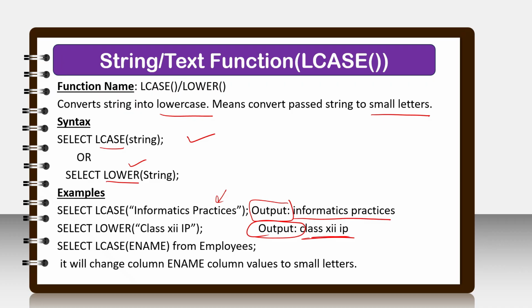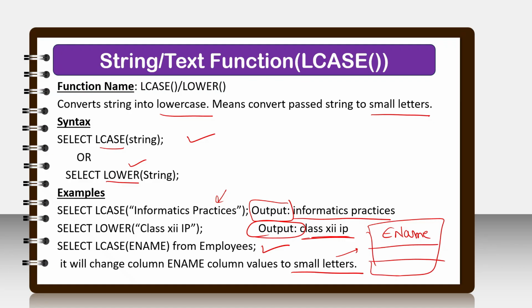And here, if we are applying it on a table, then we will get the names of the employees in small letters as output. The output will be the e name column, and whatever names are in the column. Suppose there is the name Ajay, so we will get Ajay in small letters, Priya in small letters, or any other names, we will get them in the form of small letters. Okay, so this is the way we can apply UCASE and LCASE.